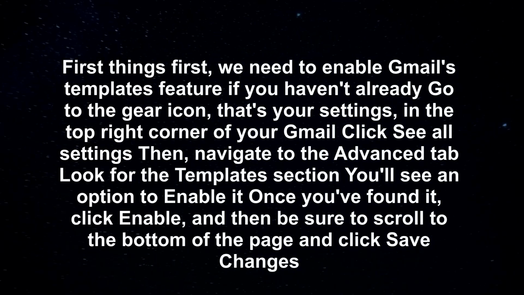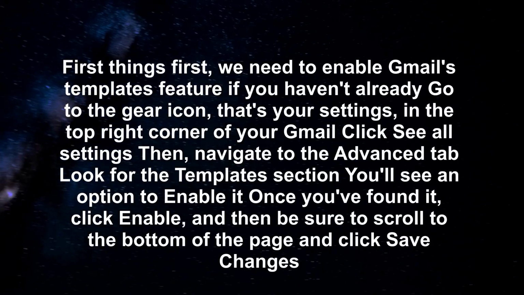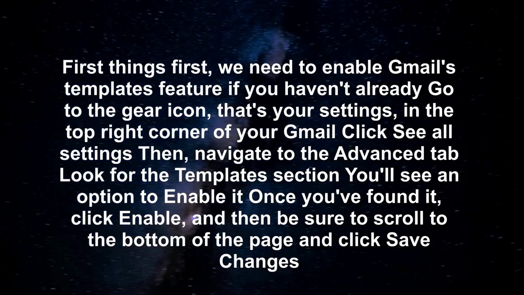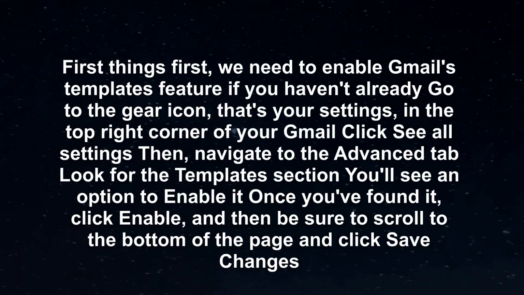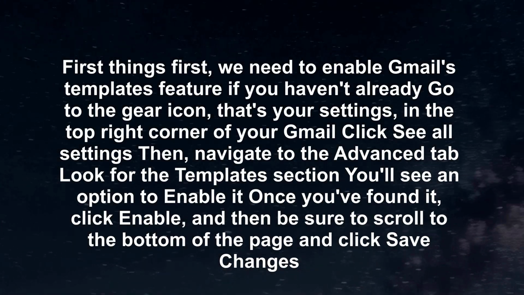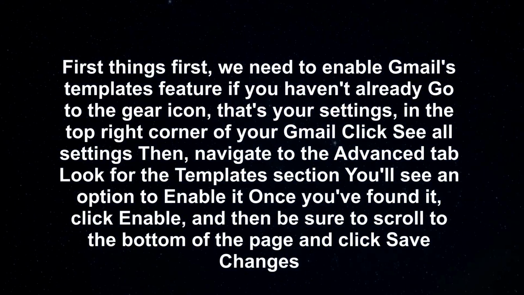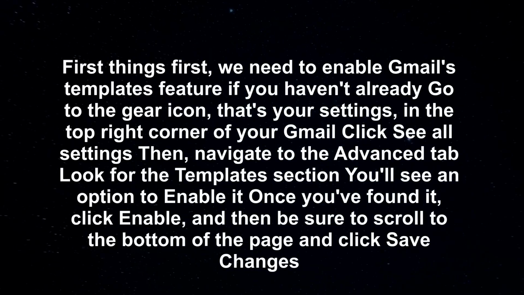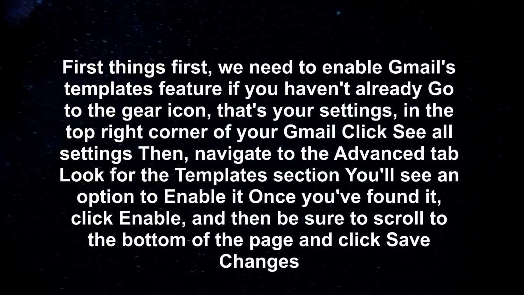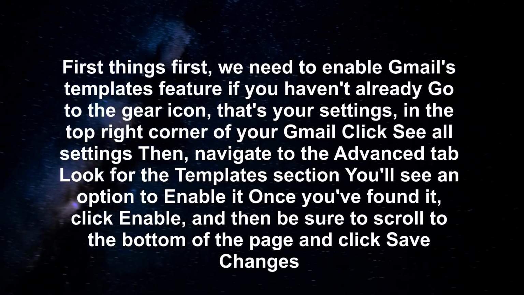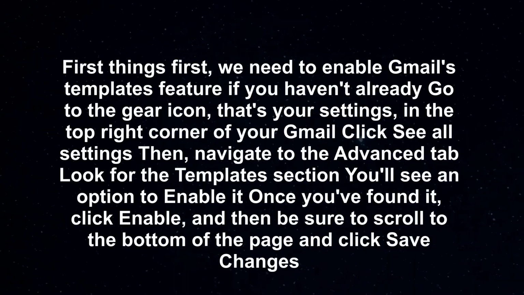First things first, we need to enable Gmail's templates feature. If you haven't already, go to the gear icon. That's your settings in the top right corner of your Gmail. Click See All Settings, then navigate to the Advanced tab. Look for the Templates section. You'll see an option to enable it once you've found it. Click Enable. And then be sure to scroll to the bottom of the page and click Save Changes.